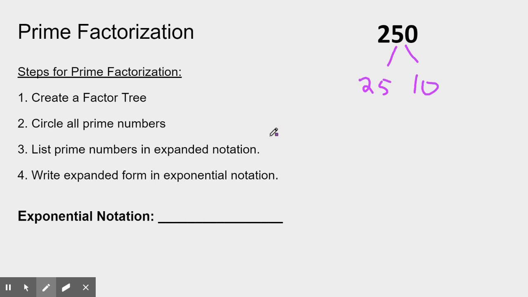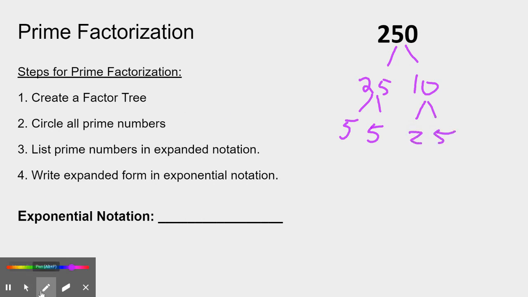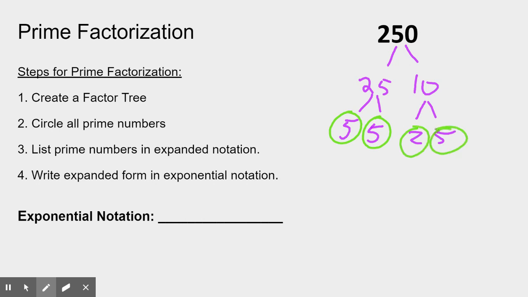Now, let's ask yourself, do I have any prime numbers? No. So I'm going to keep going. I know 5 times 5 gives me 25. And I know for 10, 2 times 5 gives me 10. Ask yourself again, do I have any prime numbers? I sure do, so I'm going to circle them. Now I need to write this in expanded notation. So I have 5 times 5 times 2 times 5.